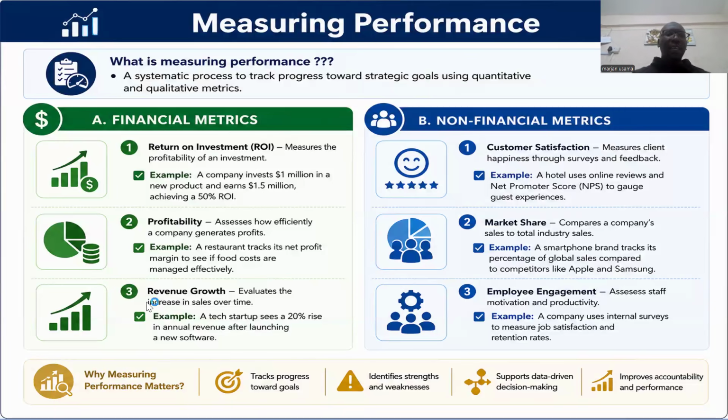Then number three, revenue, al-aid, revenue growth, evaluates the increase in sales over time. So you can say this year our sales was 10%, last year our sales was 30%, ila ghayri dhalik. So this is financial metric. You can easily measure with figures. Then the opposite is true. The opposite, we don't have any figure.